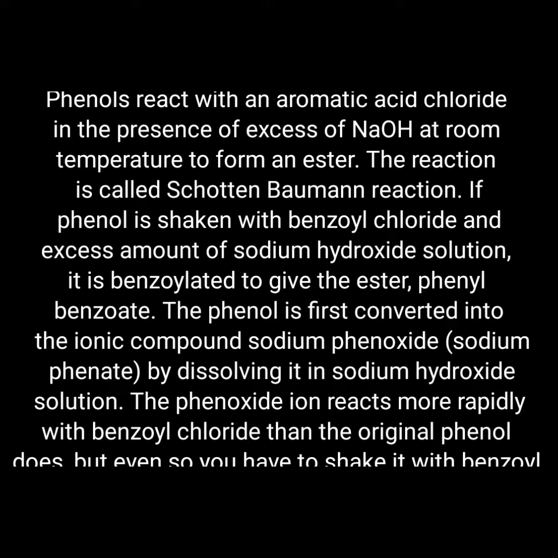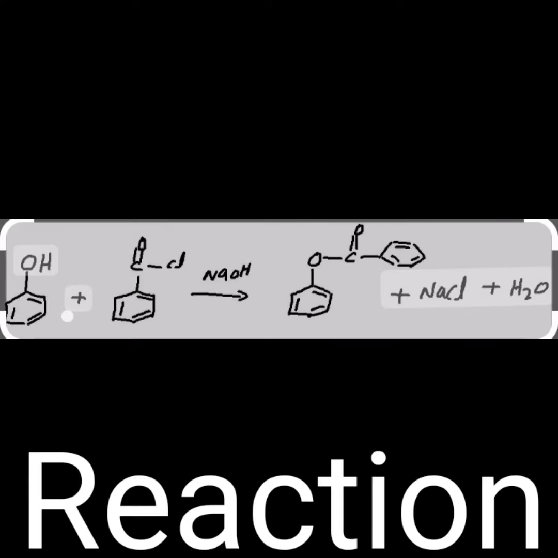If phenol is shaken with benzoyl chloride and excess sodium hydroxide solution, it is benzoylated to give the ester phenyl benzoate. The phenol is first converted into the ionic compound sodium phenoxide by dissolving it in sodium hydroxide solution. The phenoxide ion reacts more rapidly with benzoyl chloride than the original phenol does, but even so you have to shake it with benzoyl chloride. The reaction for this is the Schotten-Baumann reaction.